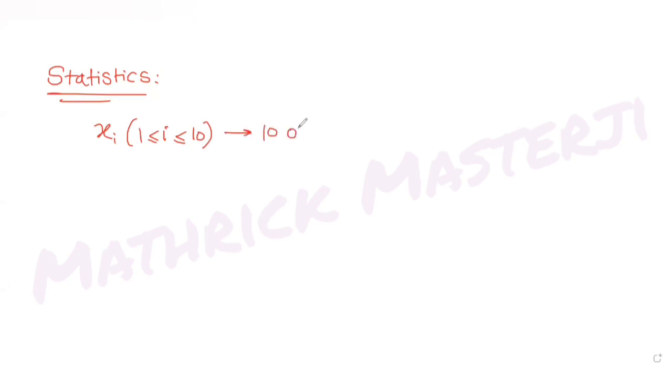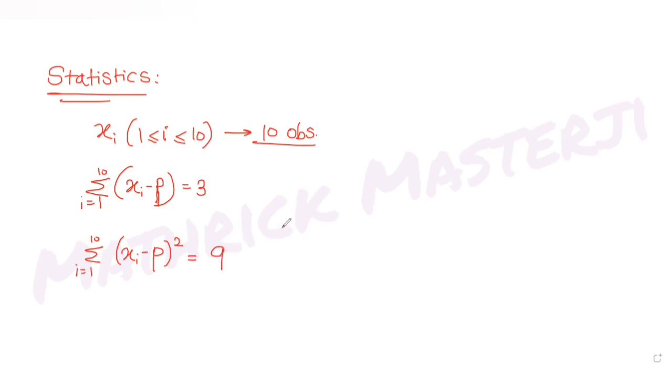Let's see today's question. Today's question we are taking up from the topic of statistics. The question tells us: let xi, where i goes from 1 to 10, be the 10 observations of a random variable x. Then, the summation of i equals 1 to 10 of (xi minus p), the sum of all these observations, is given as 3. And the summation of i equals 1 to 10 of (xi minus p) the whole square, meaning the sum of squares of all the observations, is given as 9. Where p is not equal to 0 but belongs to the real numbers, and the question asks us to find the standard deviation of these observations.